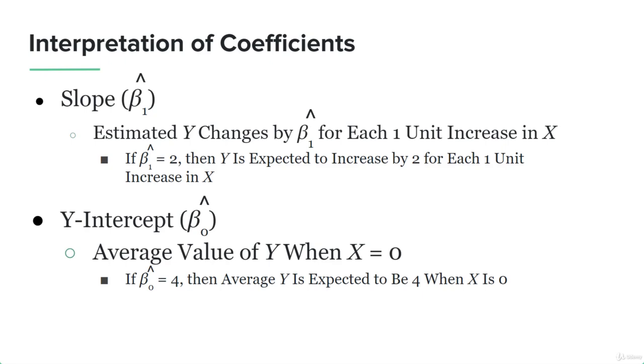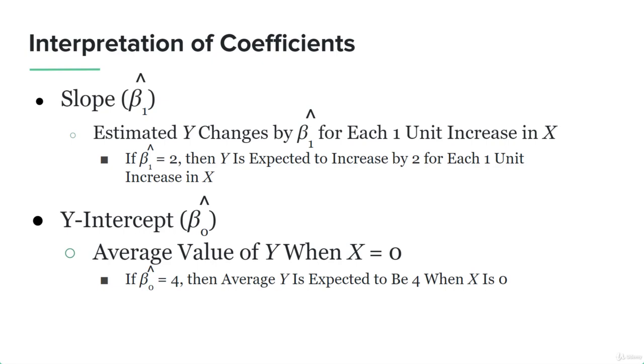If beta 1 is 2, it means that beta 1 will be multiplied by x, and the resulting y value will increase twice with every unit increase in x. So that is how we're going to interpret the slope coefficient beta 1.